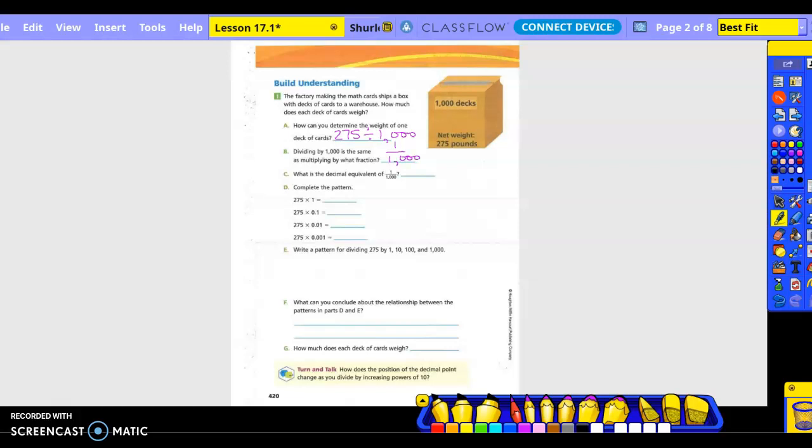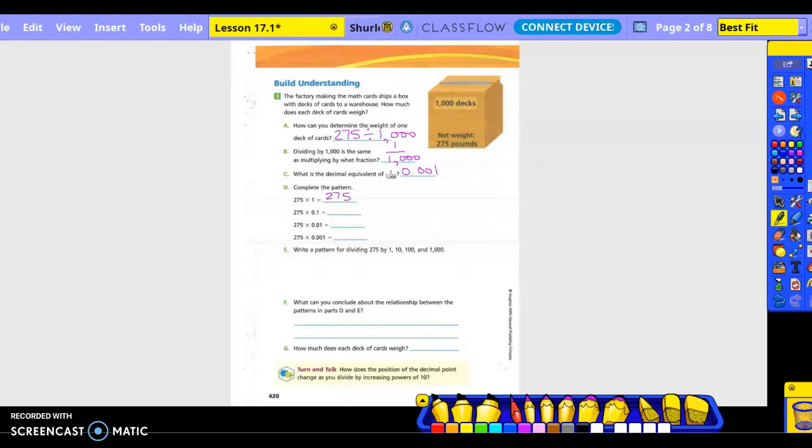What is the decimal equivalent of 1/1,000? So we would put 0.001, right? Okay. And then, once again, usually when we multiply by a whole number, we go which way? To the right. This time, though, we're multiplying by a unit fraction or a decimal, so we're going to go to the left. So 275 times 1 is what?